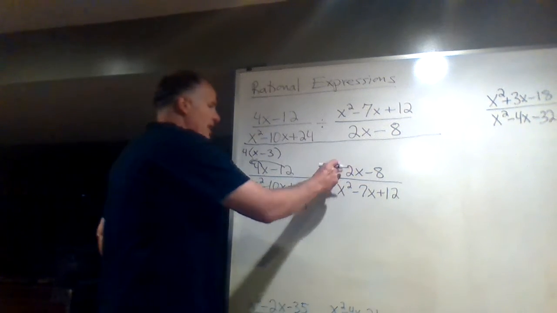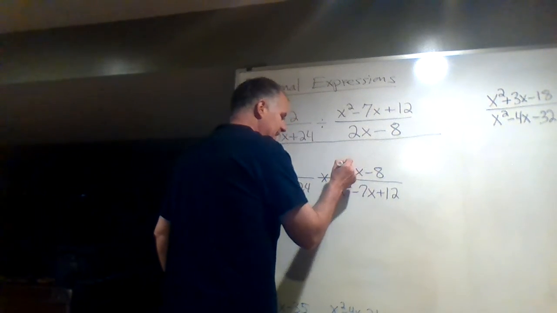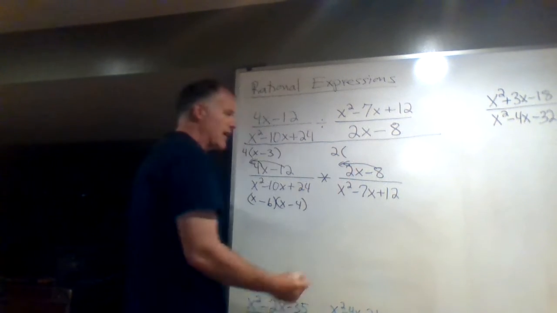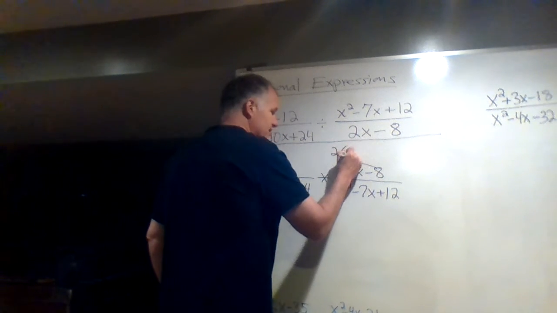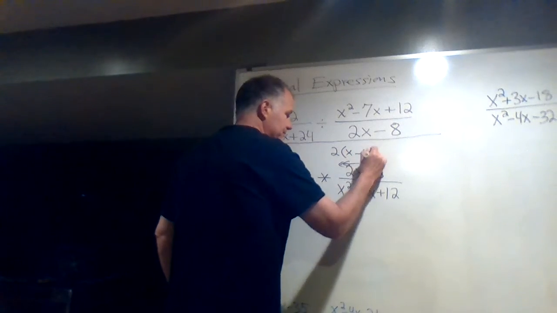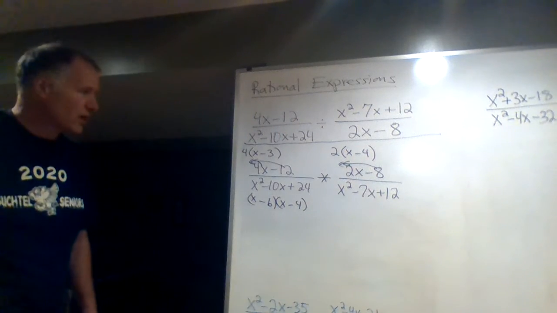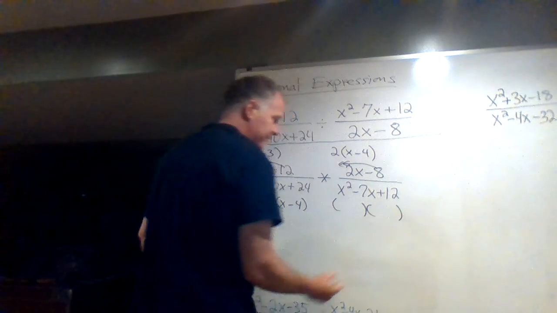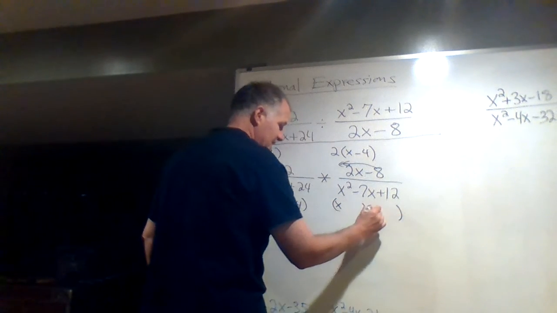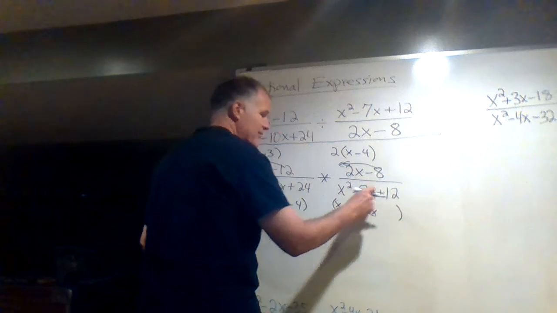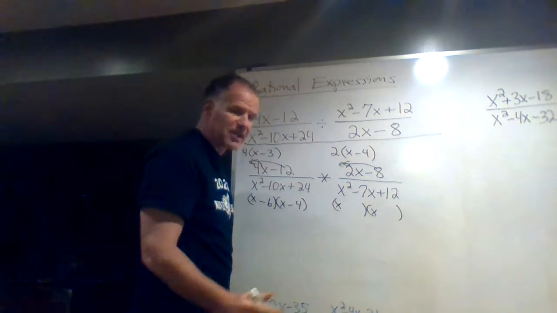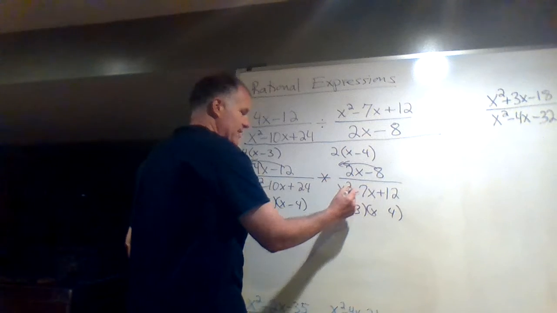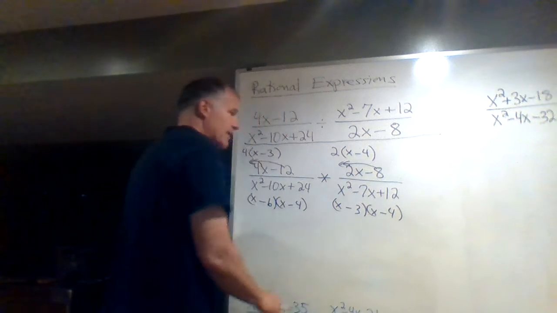Now over here, I've got 2x minus 8. Again, it's only a binomial. Take out what they have in common. They both have a 2 in common. So 2 from 2x leaves the x. 2 out of 8 leaves the 4. And again, this is the 2 parentheses, x and x. Factors of 12 that add up to 7. What multiplies to make 12 that adds to 7? 3 and 4. Again, we're adding up to a negative 7, so both negative.